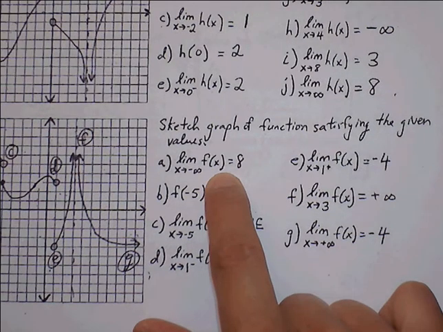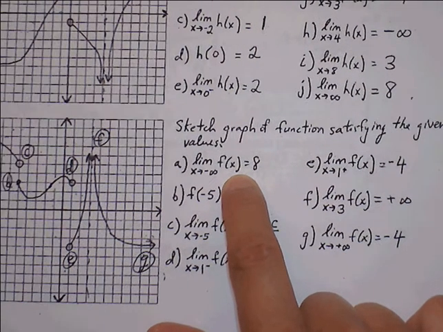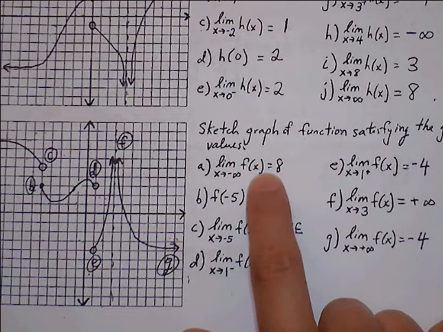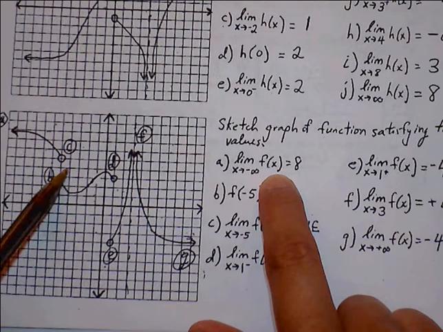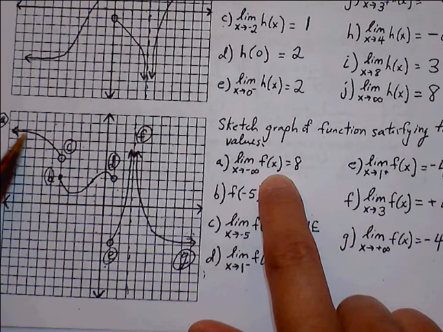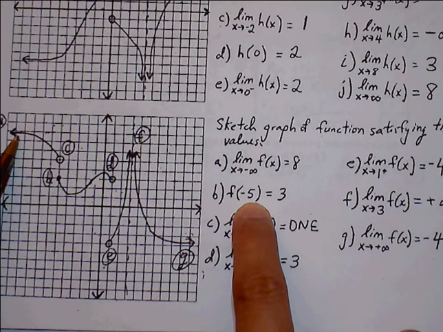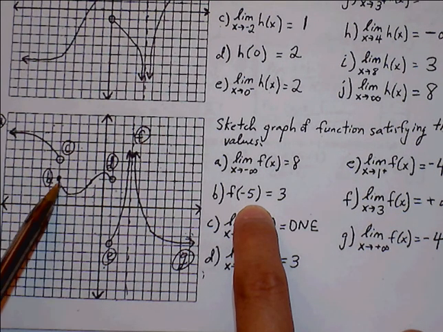If you want to sketch a graph where the limit as x approaches negative infinity is equal to 8, that means we want a graph to have a horizontal asymptote at 8 as we approach negative infinity, so that's what this graph is showing. F of -5 equals 3, so I'm just going to plot that ordered pair, -5, 3.